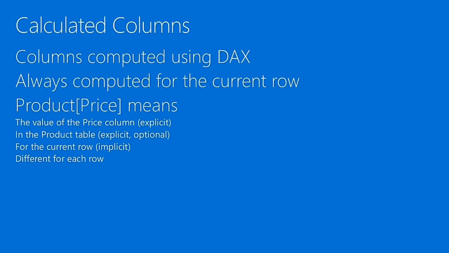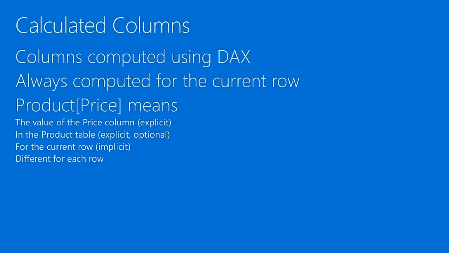Now, calculated columns are basically simple DAX expressions that compute the value for the current row, and whenever you write product price, what you really mean is the value of the price column in the product table for the current row. Please remember that current row, because it's going to be important later. Calculated columns are easy to author, they are easy to understand, especially for Excel users, but they are not the only way of creating calculation in DAX.